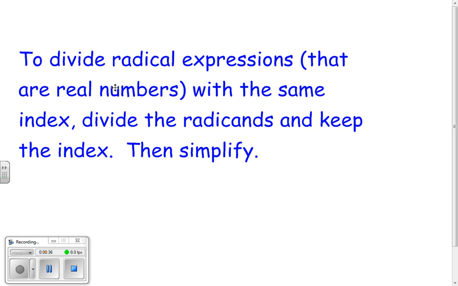Just a quick reminder that when you're multiplying or dividing, you have to have the same index. You keep the index and divide the radicands. Then you simplify if possible.